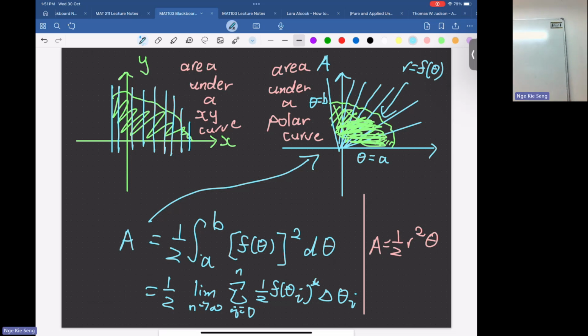In a Riemann sum, what do you do? You create a partition. So in this case, where is the partition you can think about? Actually, I already drew it in this picture. Can you see some sort of partition of your polar curve in this picture?